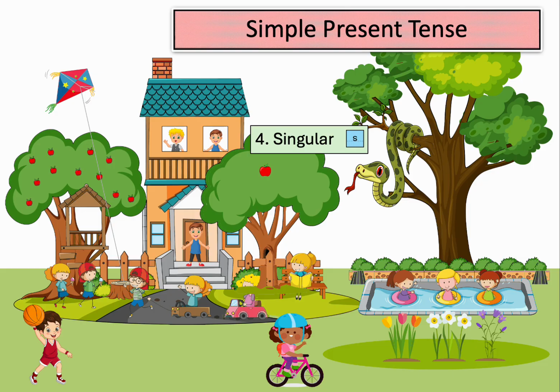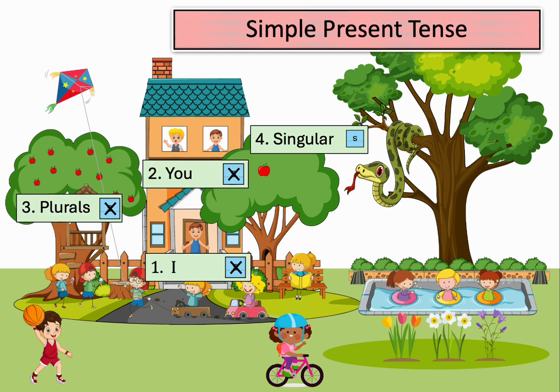Rule number 4. The apple tree on the right has only one apple. This tree represents the singular, that means only one. Singular subjects do need the snake, and that is why the snake is so close to this tree. Therefore, the S is added to the verbs.